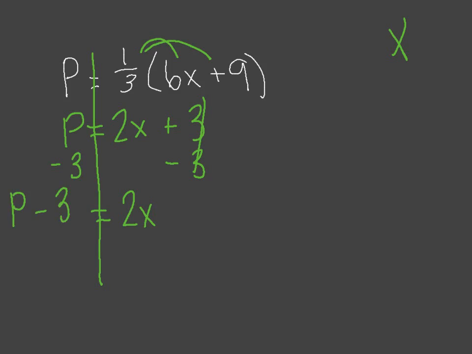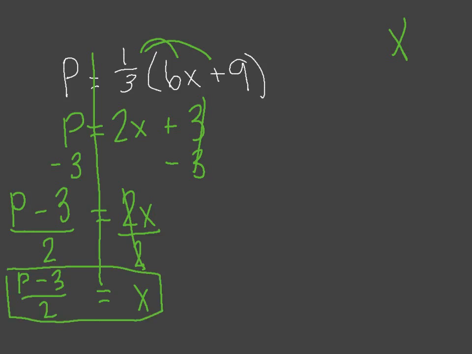My 2 is right next to the x. They're being multiplied, so the opposite of multiplication is division. So I'm dividing by 2 to both sides. My 2's cancel, and I'm just left with x, and p minus 3 divided by 2 is my final answer.